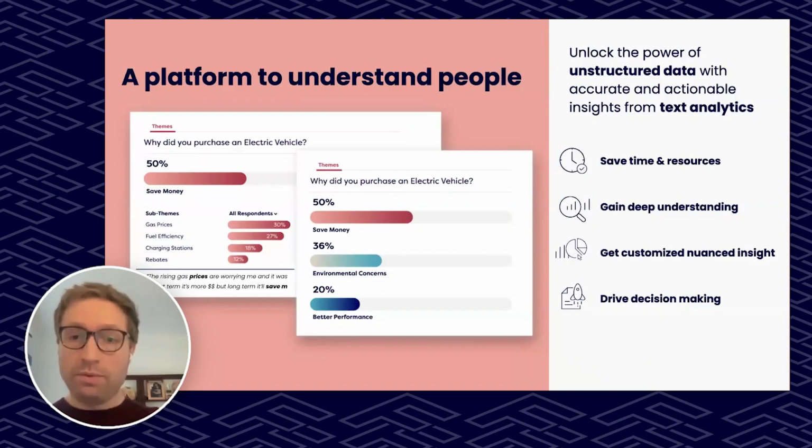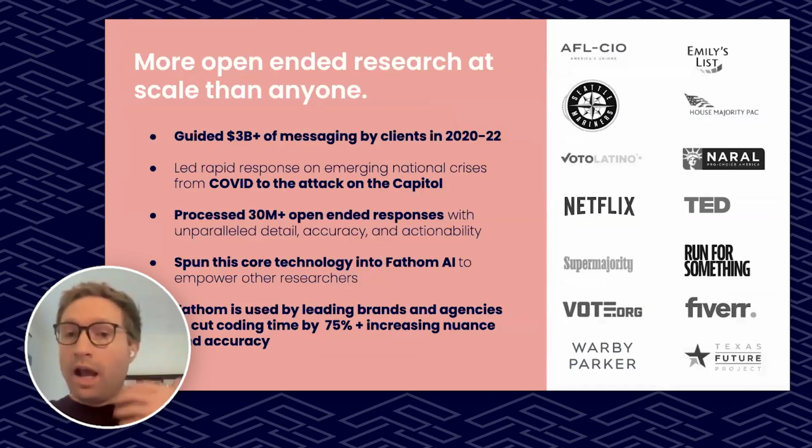And so it's that human in the loop approach, which is very different than any other tool out there, that gets us the quality of human analysis at the scale that only AI can achieve. So that's a bit on Fathom.